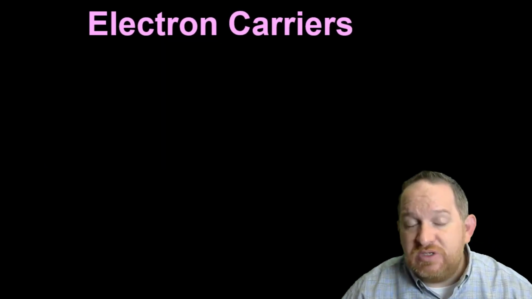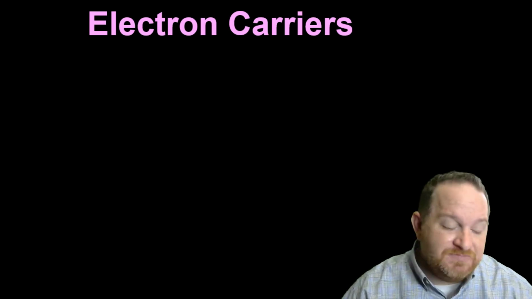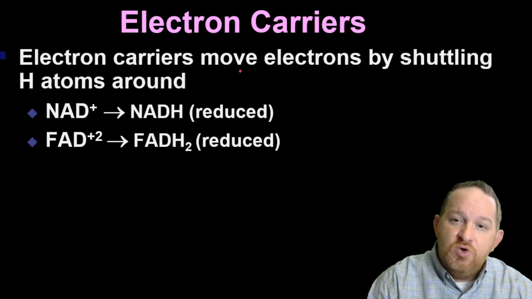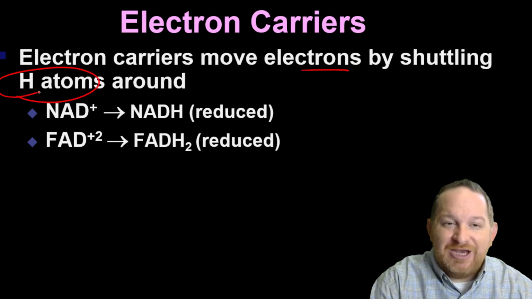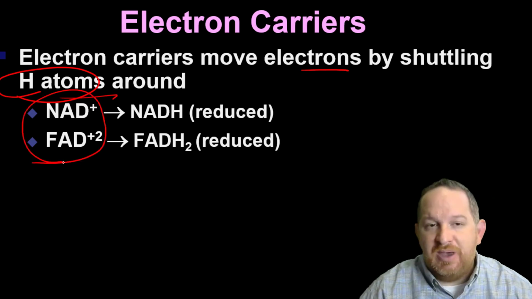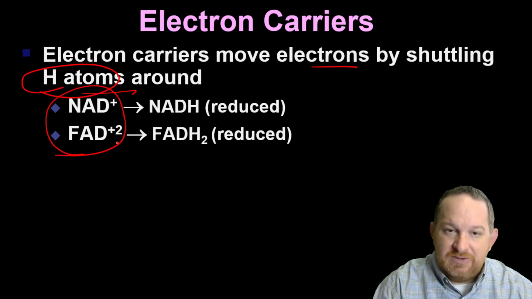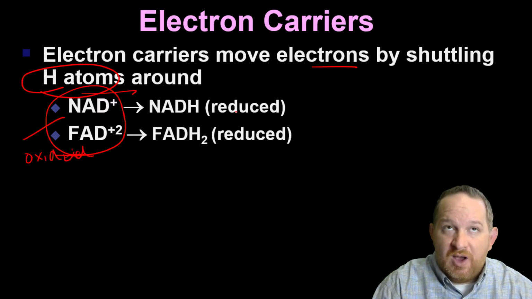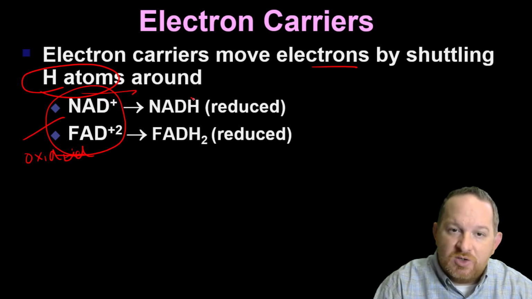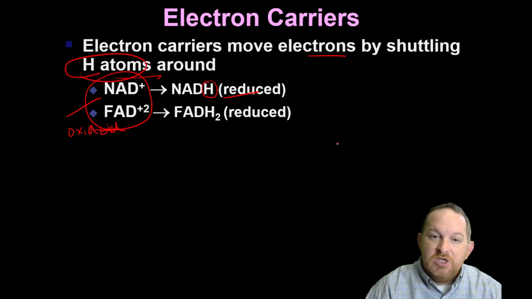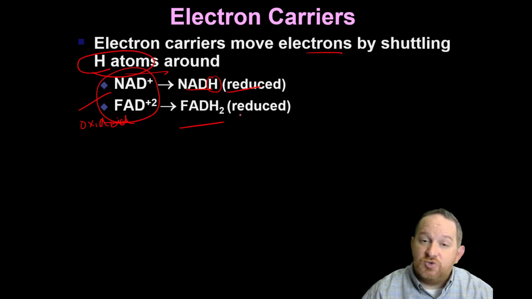So I told you these electrons move with hydrogen atoms. They move also by electron carriers. So electron carriers move the electrons by shuttling hydrogen atoms around. And these are the two electron carriers that we're going to talk about, NAD and FAD. When those are in this form, that's their oxidized form. But when they're reduced, when they gain the electron and the hydrogen, this is their reduced form. Notice that they have these H's as part of it. So NADH, FADH2 are our electron carriers.